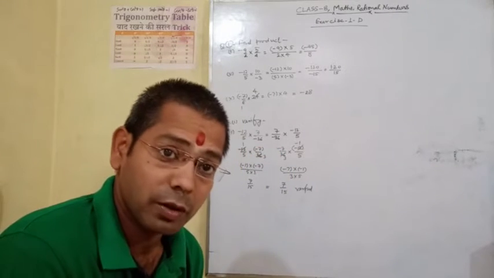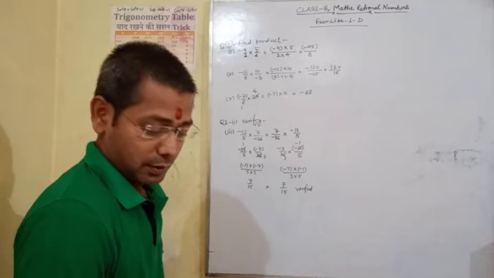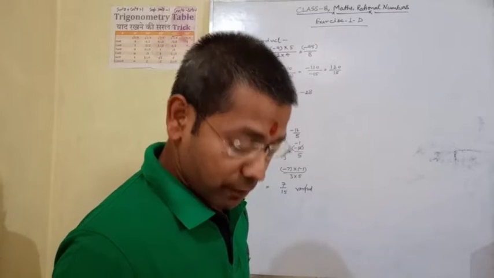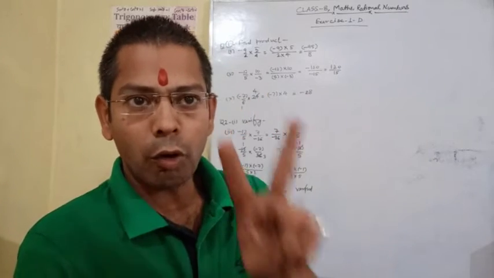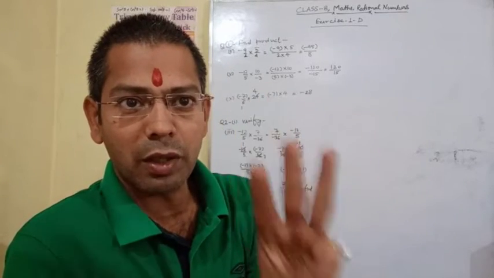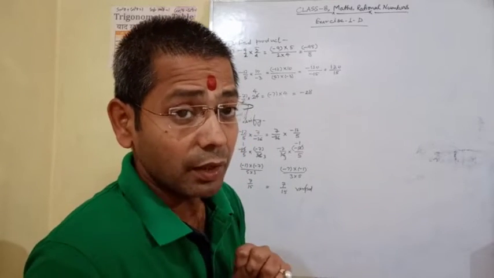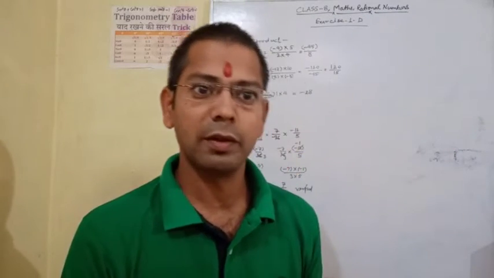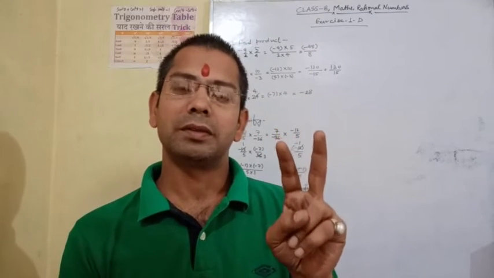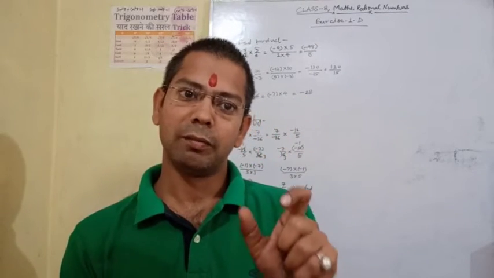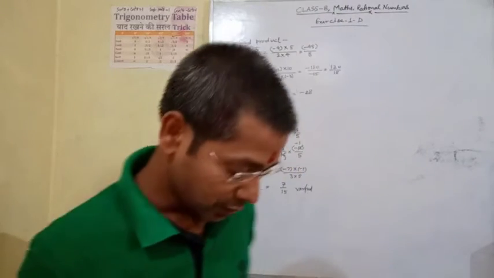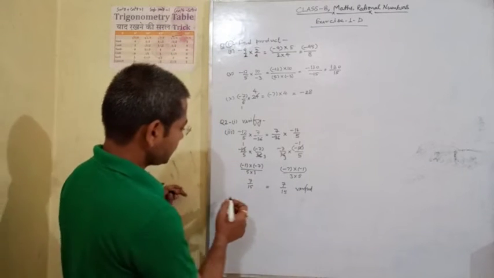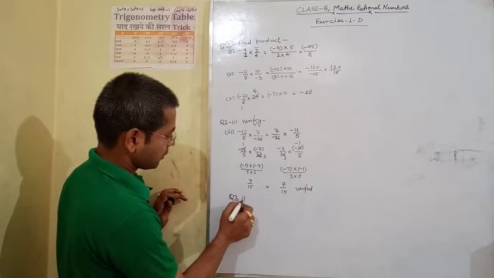Now, the third question. The third question again tells us to verify each of the following, but here not two but three rational numbers are given. When three rational numbers are given, we know the associative property of rational numbers in multiplication. We will group two rational numbers' multiplication first, then multiply the result with the third rational number. You can see in question number 3, I will show you the first part.